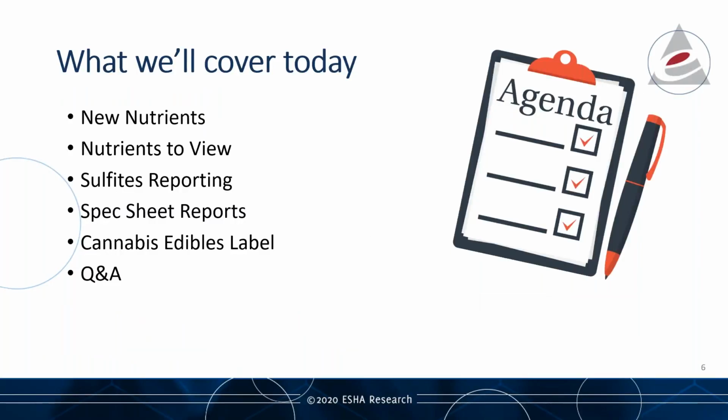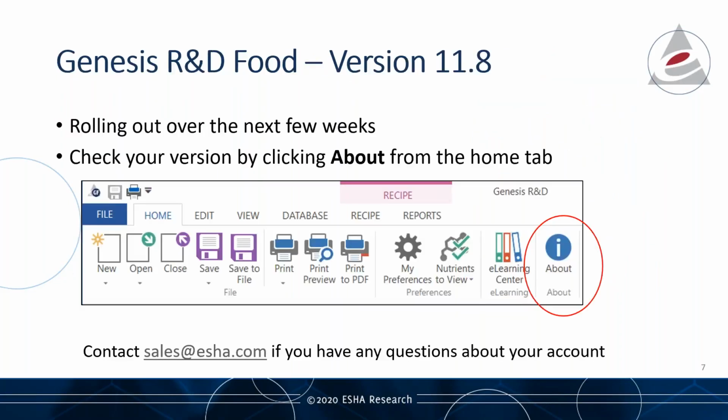Recapping what we'll cover today: new nutrients and nutrients to view sets in Genesis, sulfites reporting options, a spec sheet report, a brief view of our Oregon cannabis label, and then we'll do some Q&A at the end. So with that, I'm going to pass it over to my esteemed colleague, and she'll cover the new release of our Genesis software. Thank you, Chris, as always.